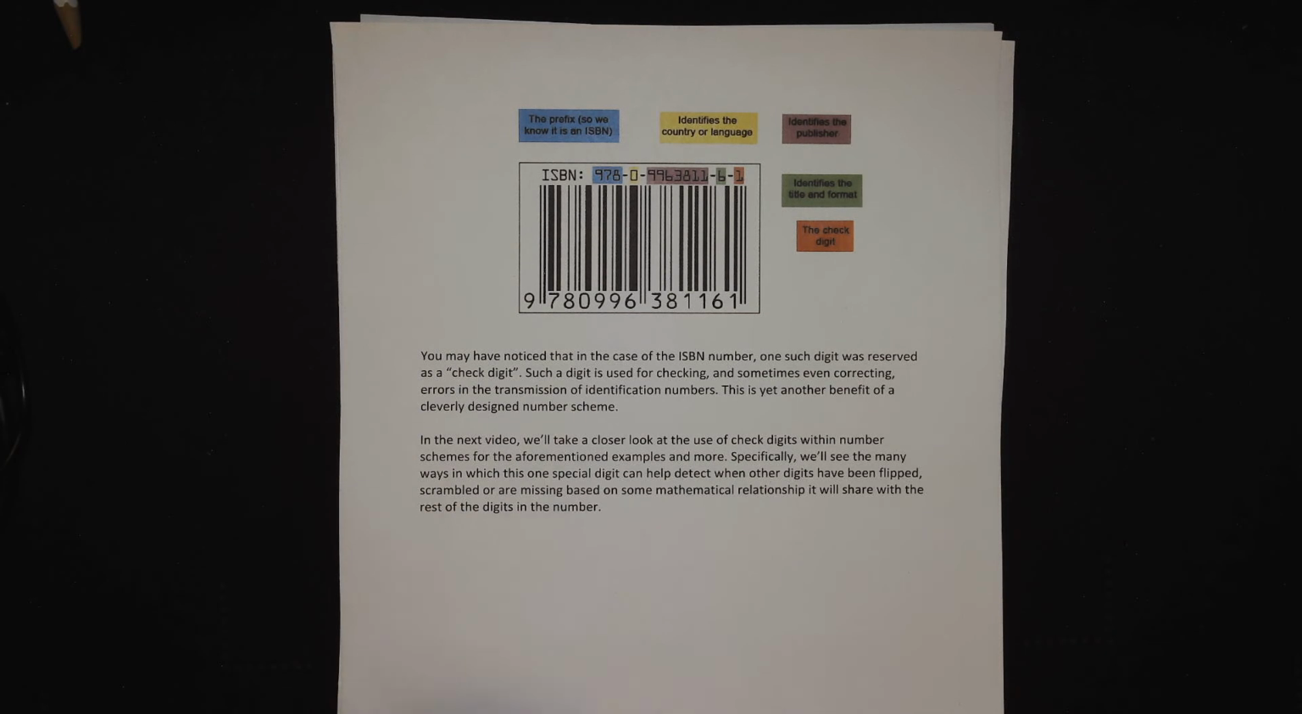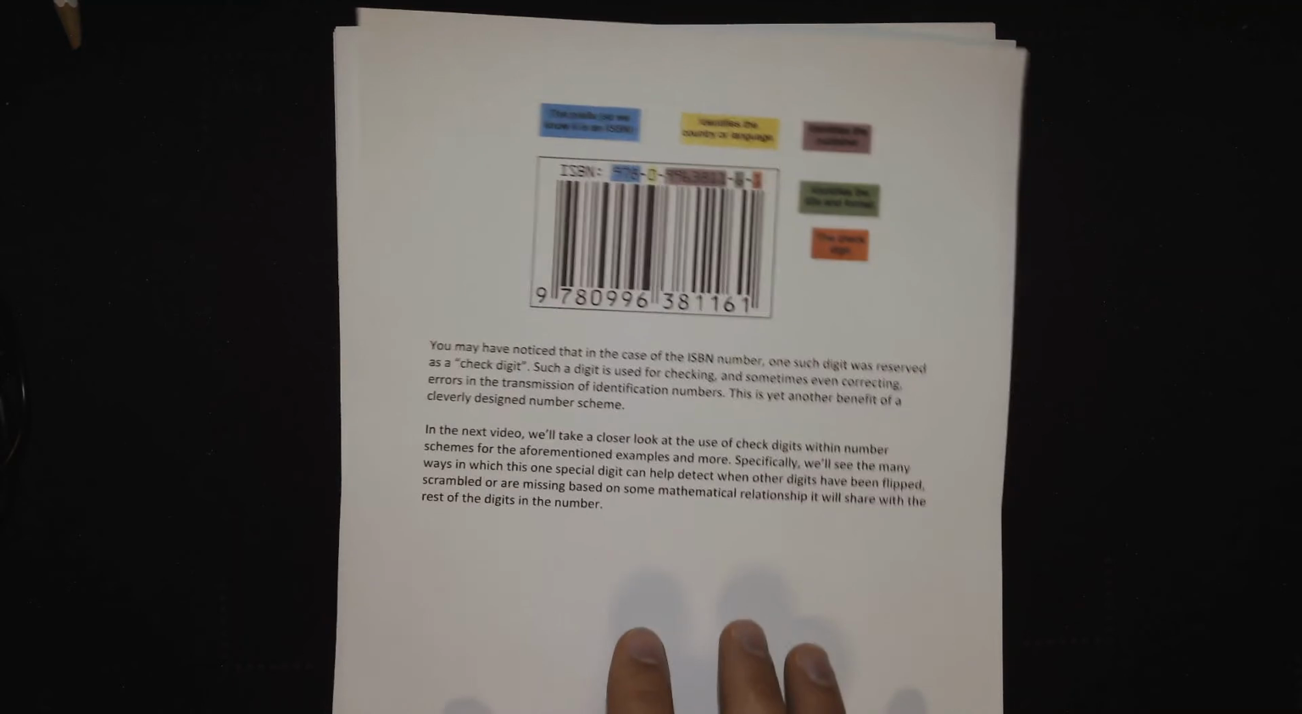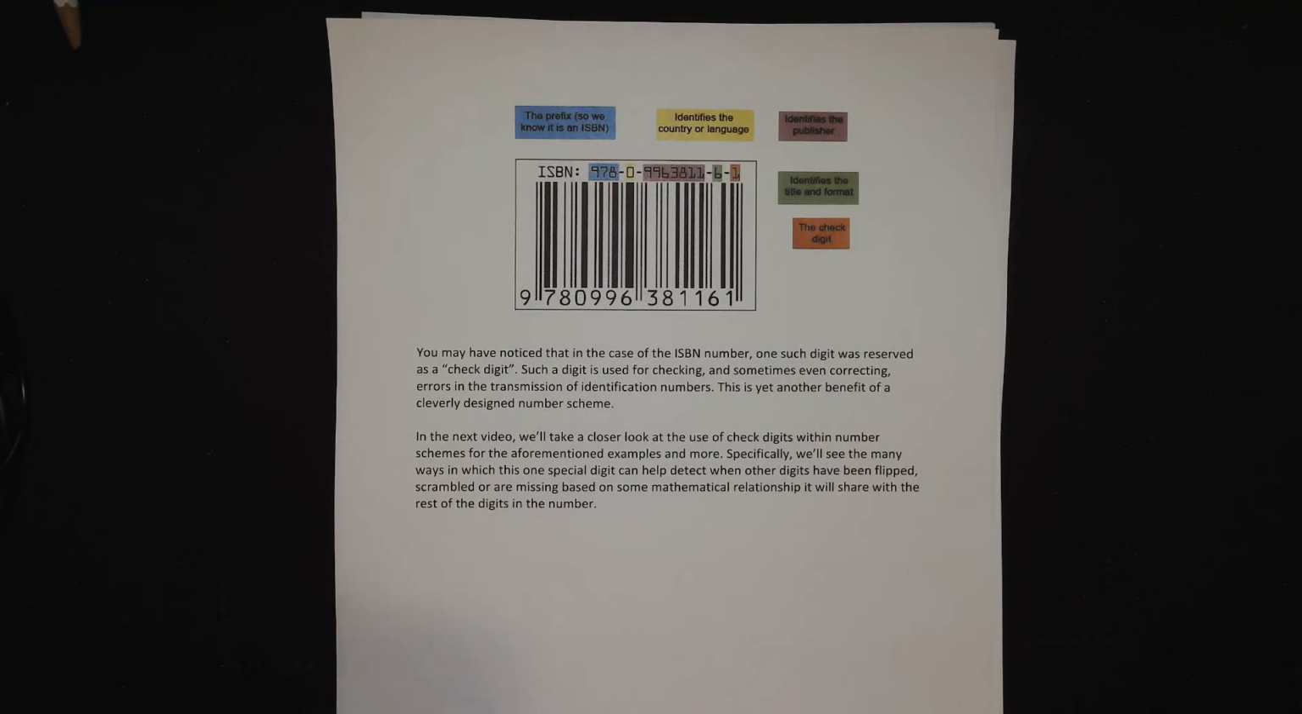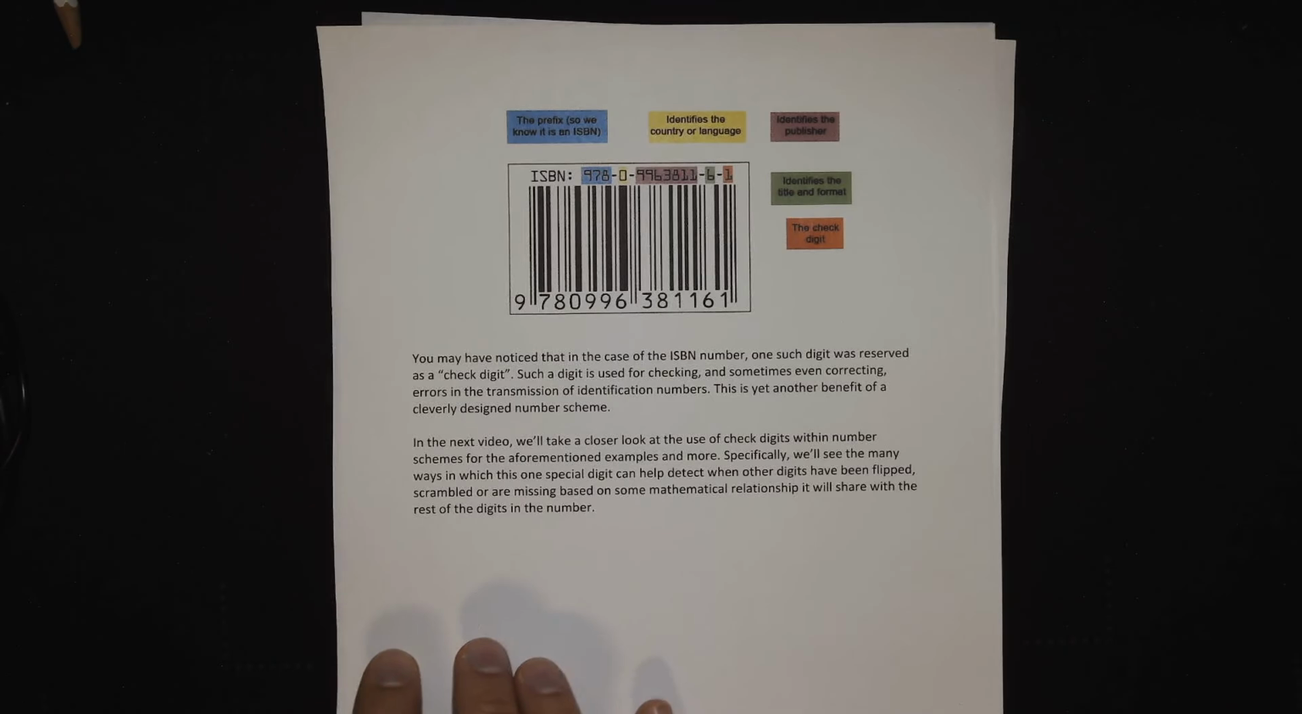All right, so you may have noticed that in the case of the ISBN number and in the case of the VIN number, which I put away, one digit was reserved as a check digit, right? So such a digit is used for checking and sometimes even correcting errors in the transmission of identification numbers. So this is yet another benefit of a cleverly designed number scheme. In the next video, we're going to take a closer look at the use of check digits within number schemes for the aforementioned examples and more.